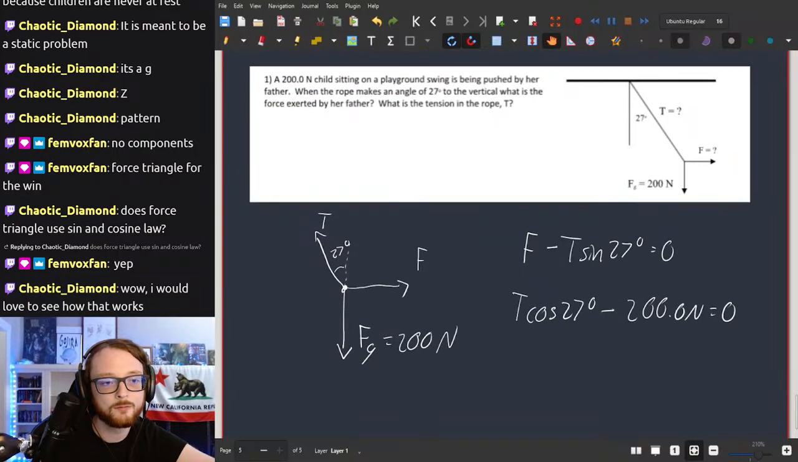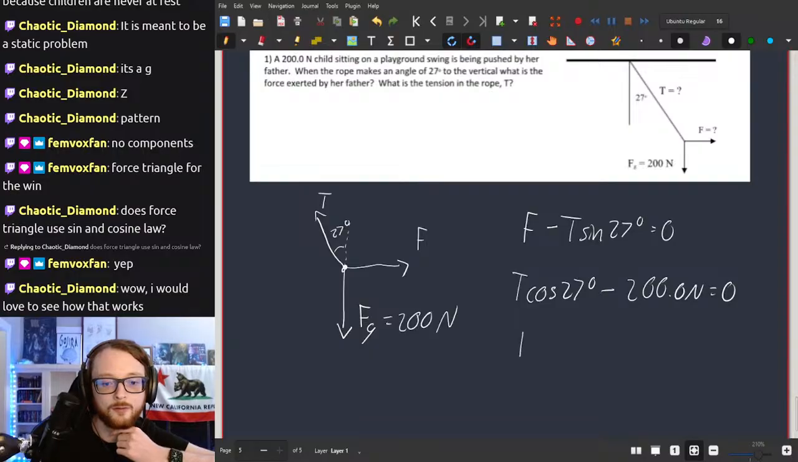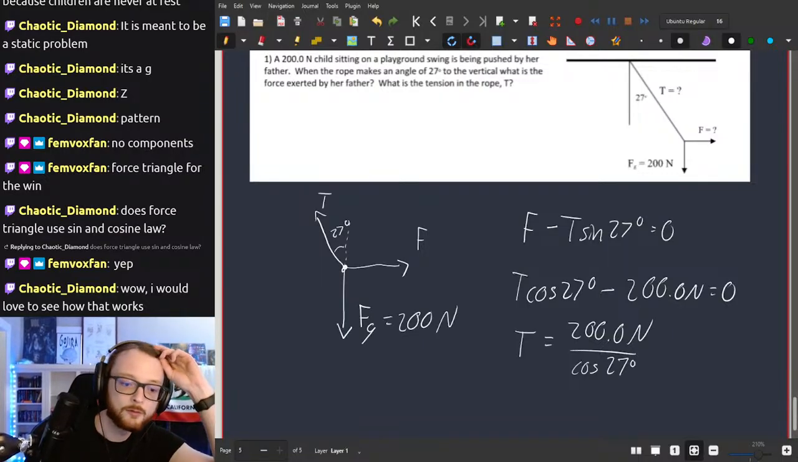We can try and figure out the force triangle. I think it would be a quicker way of doing this than what I'm doing here. That's kind of funny. We can figure out what the tension is immediately, but that's the second thing they asked. I guess let's find the tension and then we'll find F. So the tension is going to be 200 over cosine of 27 degrees. That's work for a calculator.